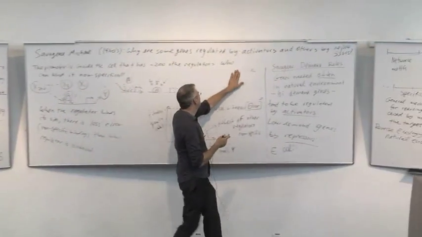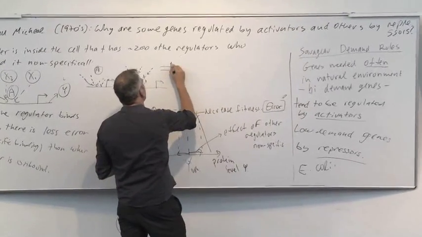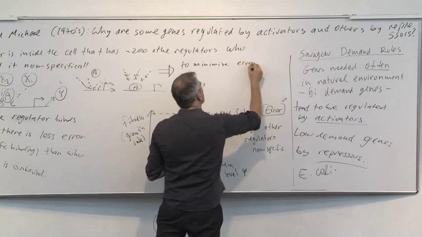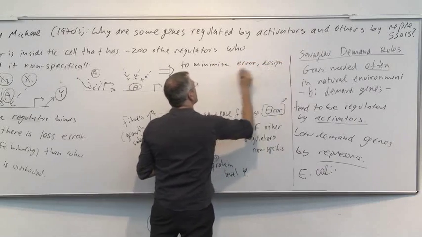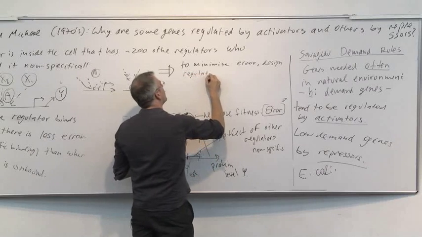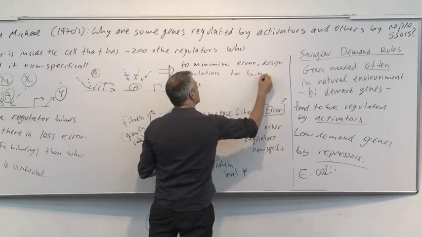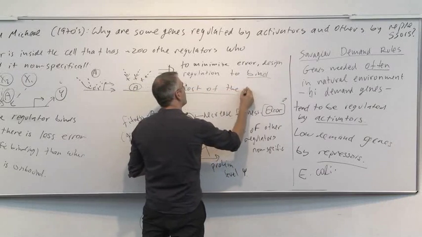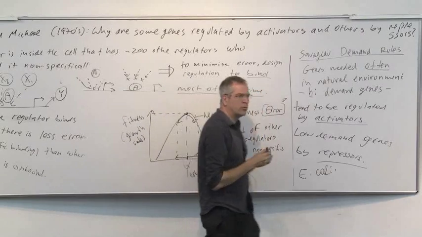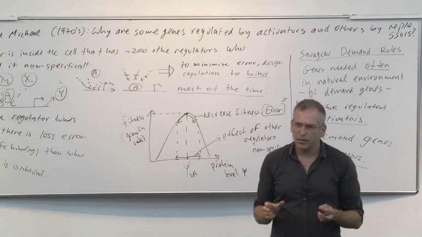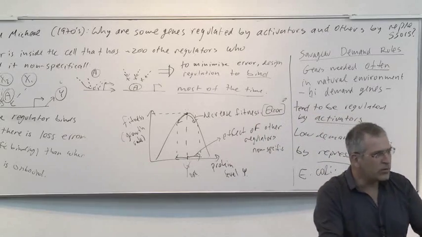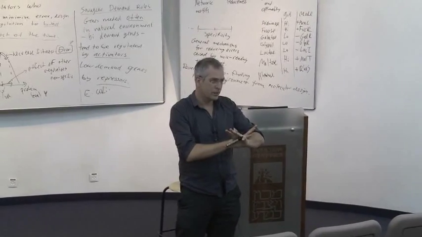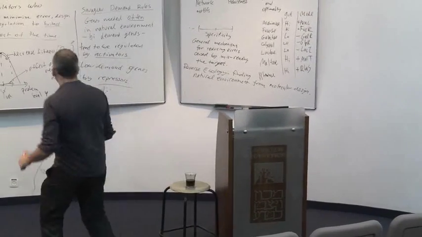Therefore, to minimize error, design regulation to bind most of the time. So if you have two mechanisms, choose the one that's bound to the DNA most of the time. Okay? And here's where the difference between activators and repressors comes in.